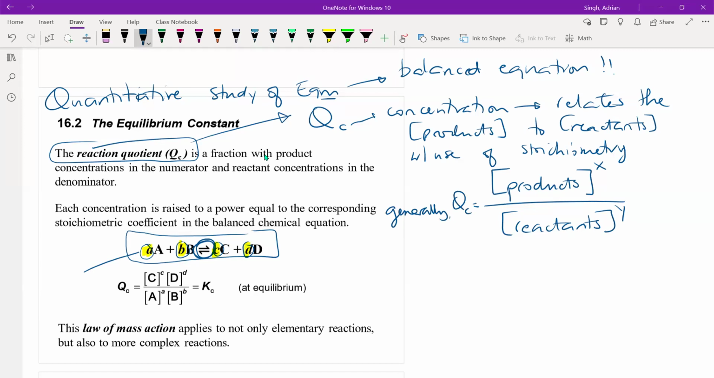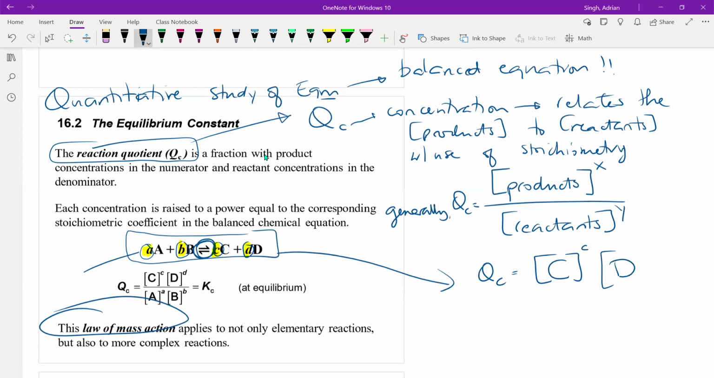If you have more than one reactant and more than one product, we're just going to multiply those concentrations by each other. This is also known as the law of mass action, right? When we write this reaction quotient out. So in the example, we have our A reacting with B to produce C and D. So the Qc here is equal to the concentration of the product C raised to its coefficient from the balanced equation, which is lowercase c, times the concentration of the other product D raised to its coefficient lowercase d.